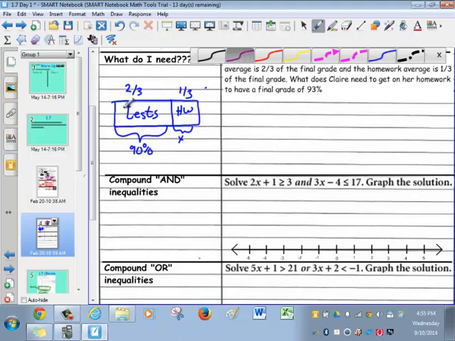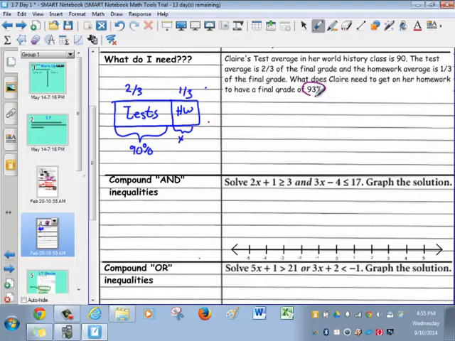It's kind of nifty. Really, what you do is 2/3 times the 90% and 1/3 times this x. We need that to be greater than or equal to 93. One more time: 2/3 of this 90%, that's what she got on the test, because the test was 2/3 of the weighted grade, plus 1/3 of whatever she needs to get on her homework, because the homework's weighted 1/3. This added up together has to be greater than or equal to 93%, because she wants to get that A. So now we need to solve for this x.